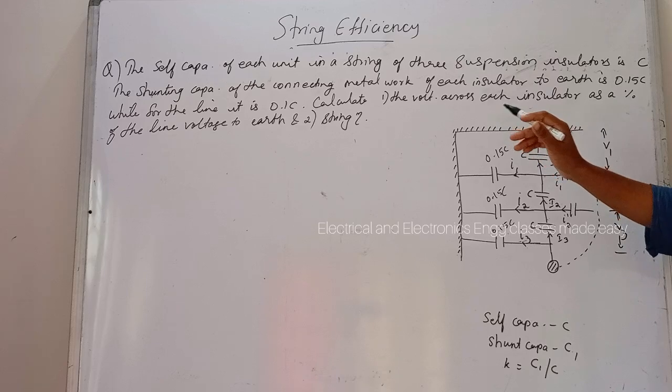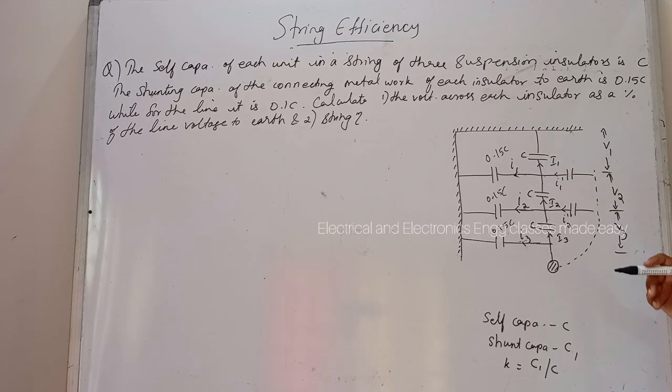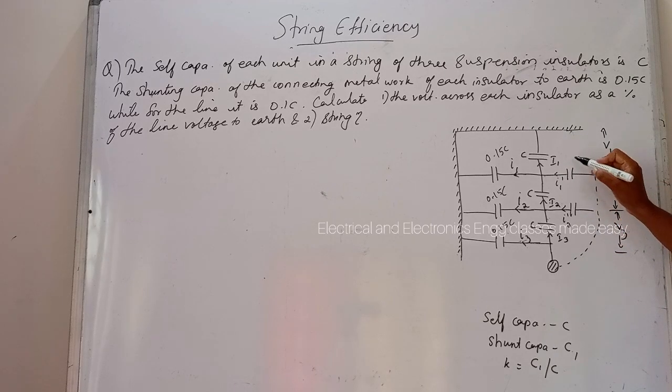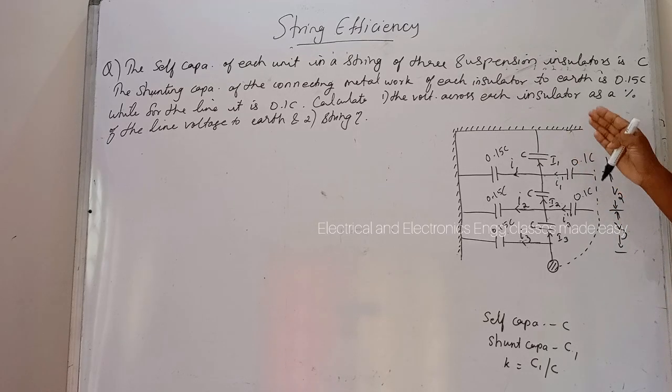And for the line it is 0.1 C. So this is the metal work to line capacitance, given as 0.1 C. And the question is to find the voltage across each insulator as a percentage of the line voltage to earth and also the string efficiency.